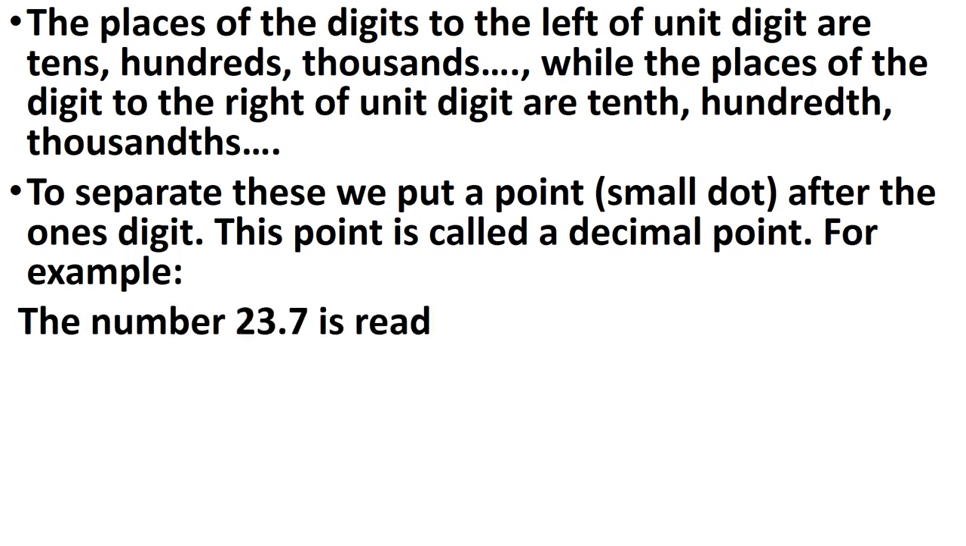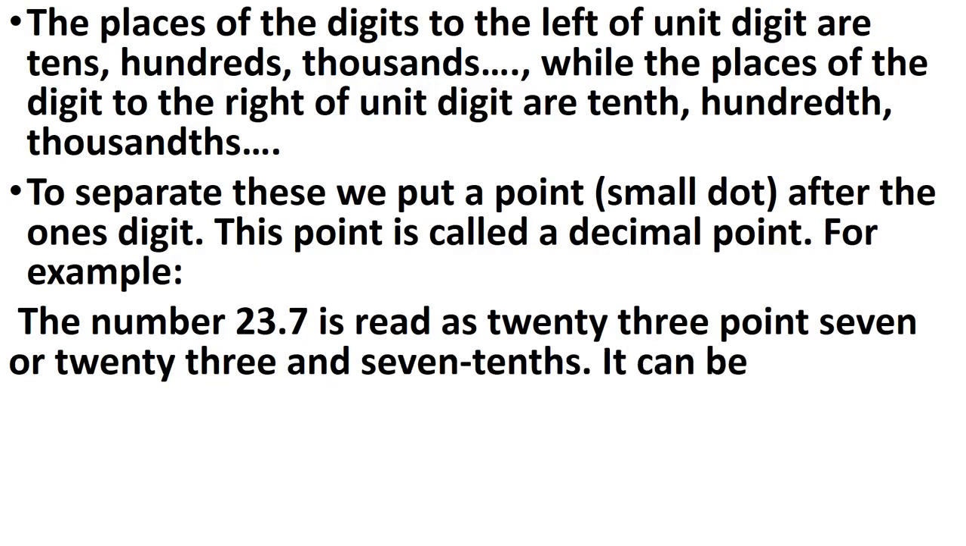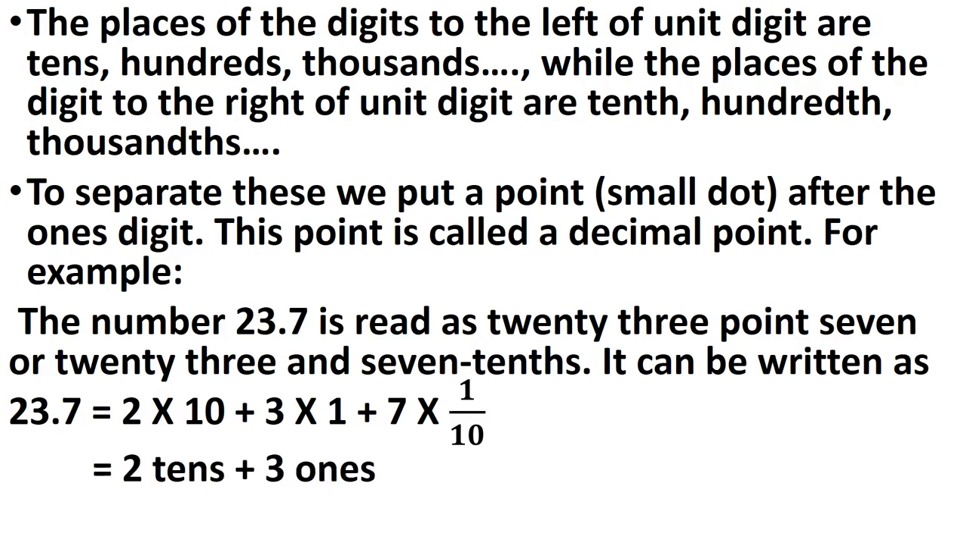See one example. The number 23.7 is a decimal. It is read as 23.7, or we can say 23 and 7/10. It can be written as 2 multiplied by 10, because 2 is at the tens place, plus 3 multiplied by 1, as 3 is at the ones place, plus 7 multiplied by 1/10, because 7 is at the tenths place, which is equal to 2 tens, 3 ones, and 7 tenths.